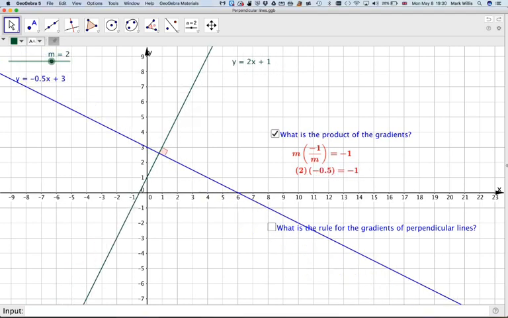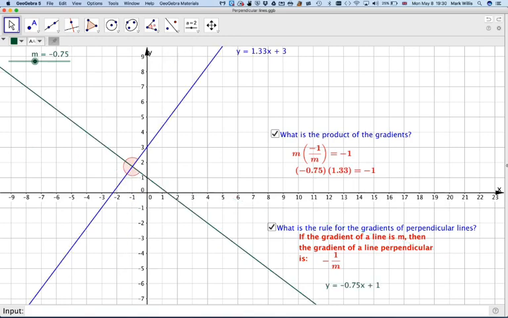So what we've got here is this has a gradient of 2, and this has a gradient of -1/2. They're still perpendicular to each other, so we have 2 times -1/2, or -1. So if one line has a gradient m, then the perpendicular line will have a gradient -1/m. What can we say about perpendicular lines? Well, this is the rule: if the gradient of a line is m, then the gradient of a perpendicular line will always be -1/m.